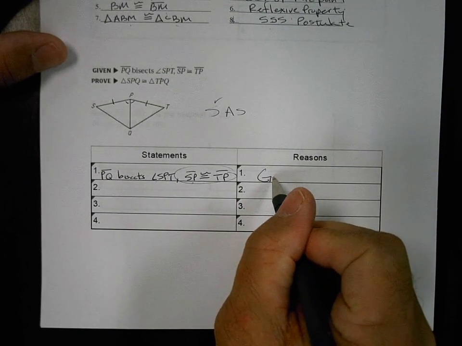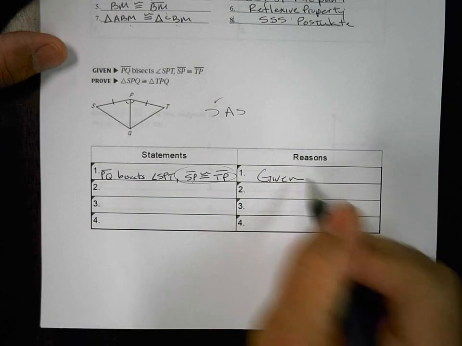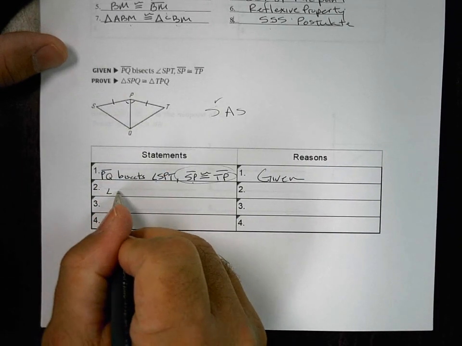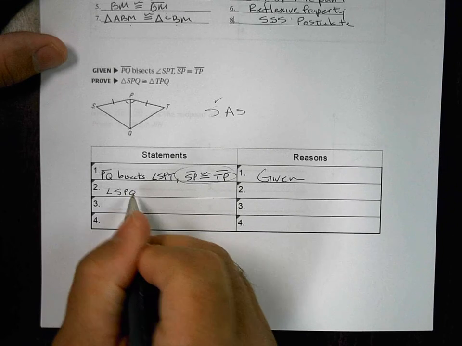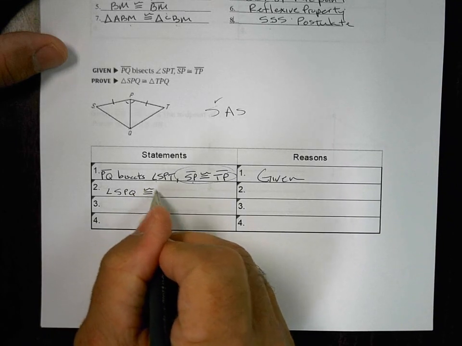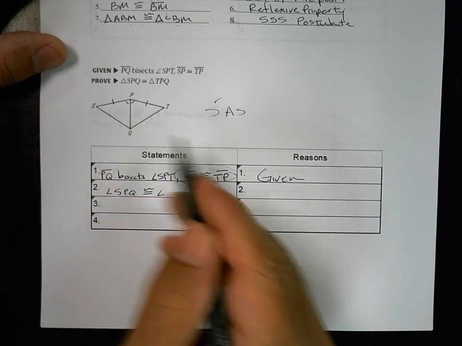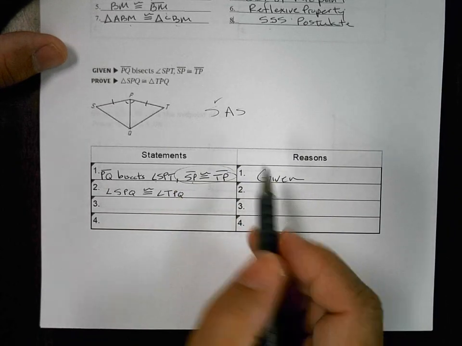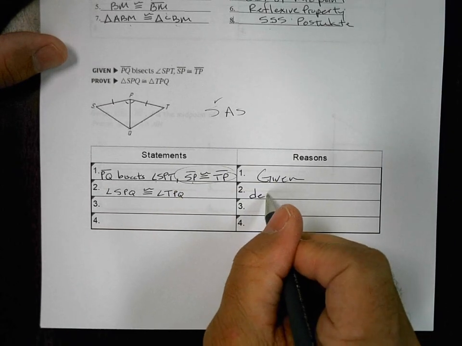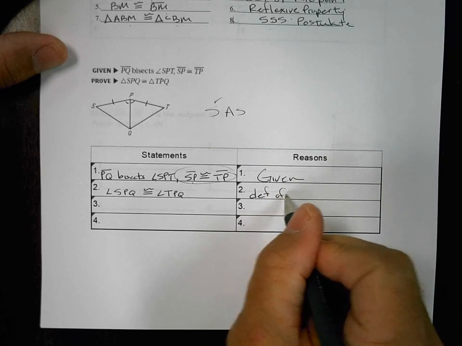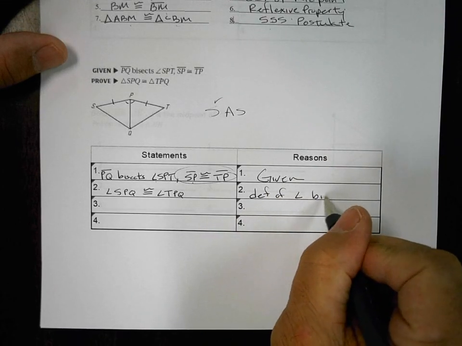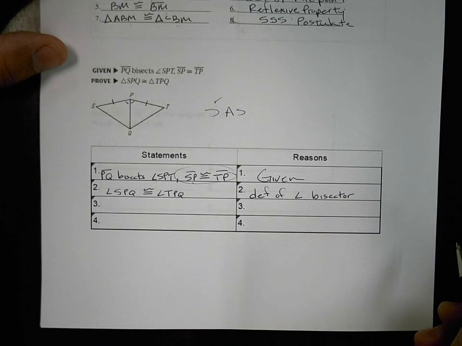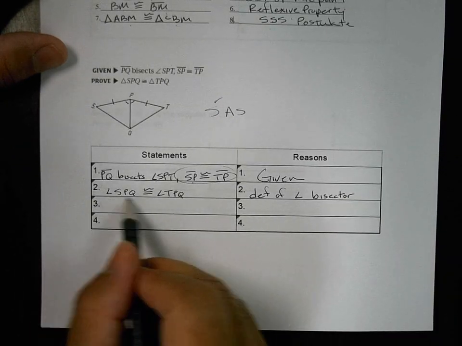Okay, but remember this is given. We've got to always put our reasons in. So I'm going to put angle SPQ is congruent to angle TPQ. And that's by definition of angle bisector. And I'll use a little shortcut for angle. Okay. So now there's our angle.